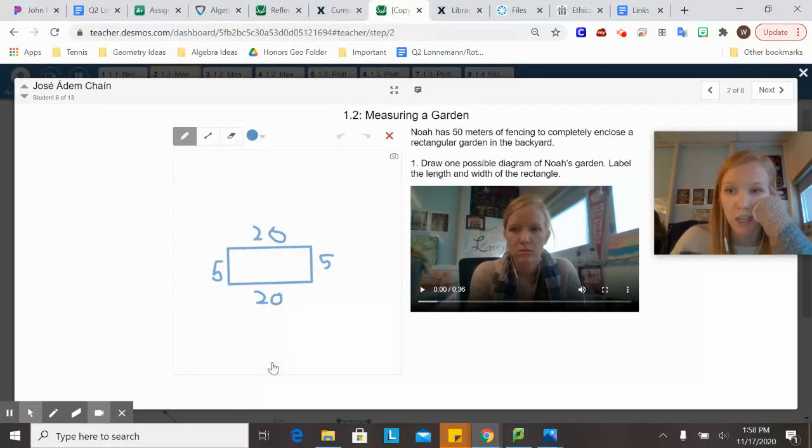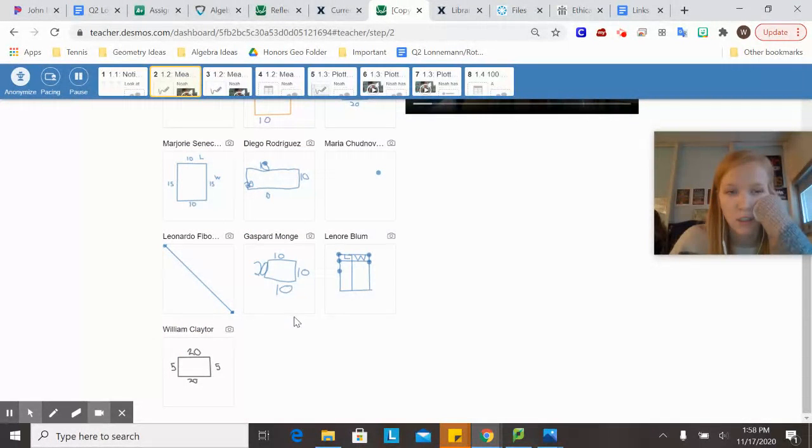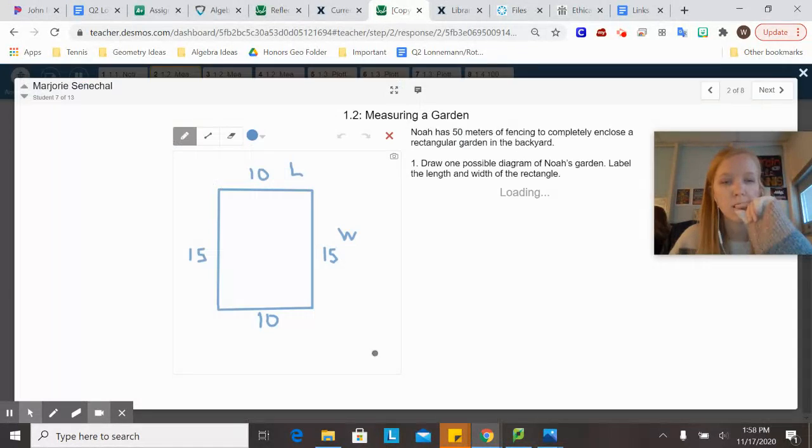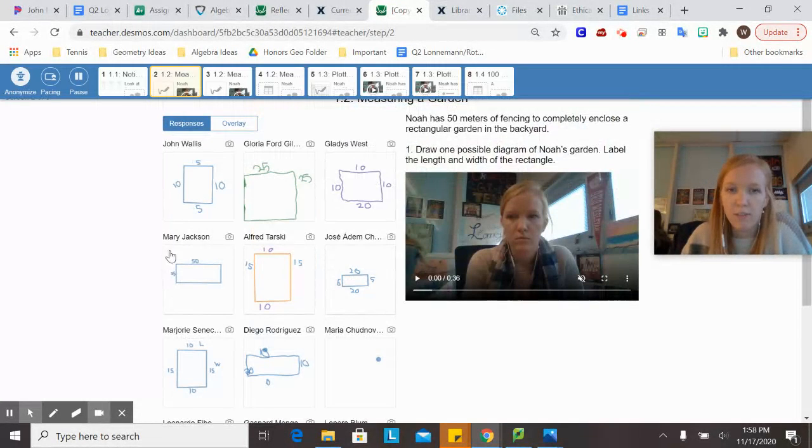Let's see if there's any other different ones. Being slow. Okay, here's another good one. Okay, if I add up 15 plus 10 plus 15 plus 10, I do get 50. Okay, so that is another option. So those are good. Hopefully we understand what we're looking for.